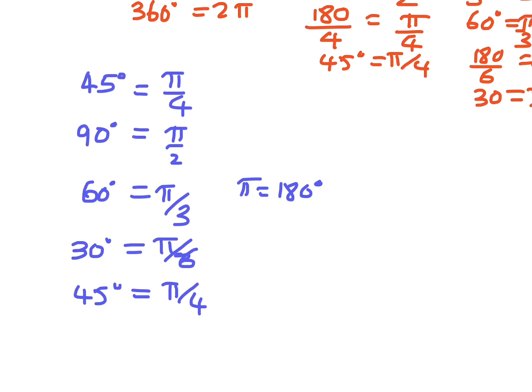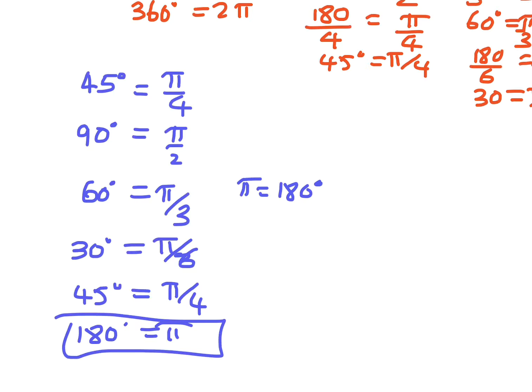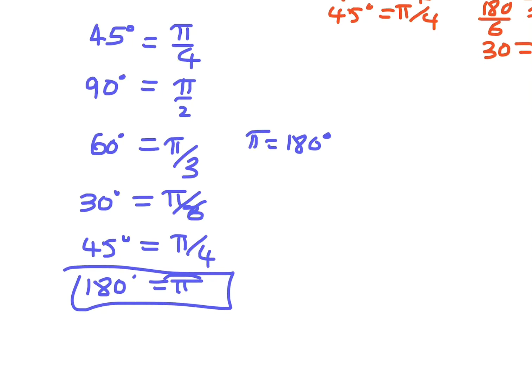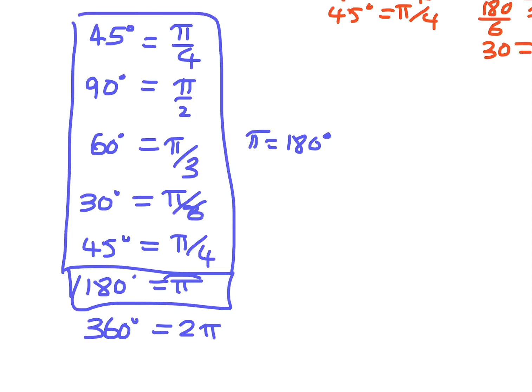Okay, 180 is quite useful, that's pi. That's what we base all our conversions off. And then 360 is equal to 2 lots of pi. And they're all your basic angles in terms of pi.